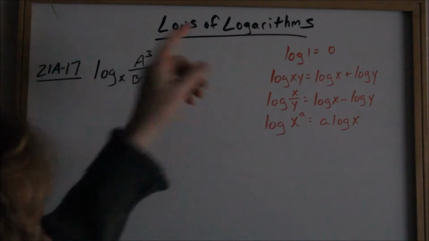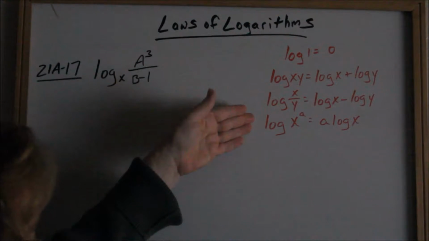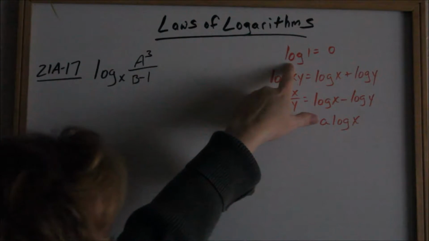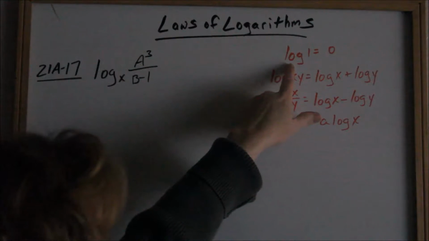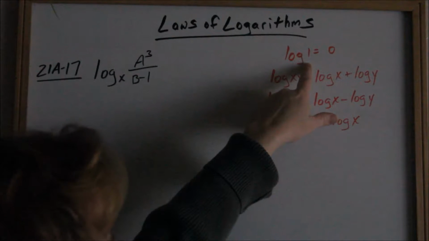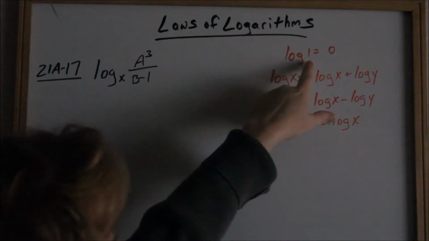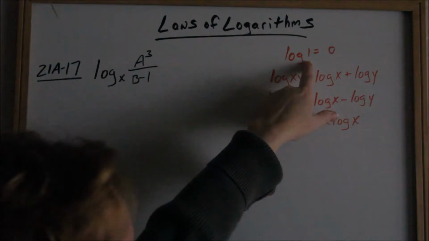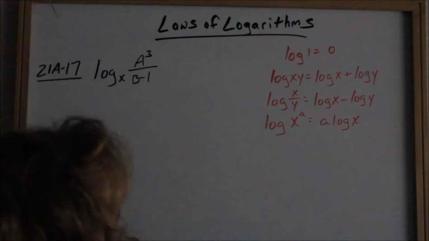Okay, we're doing laws of logarithms. Here are our laws of logarithms. Here, this is just a reminder that log of 1 equals 0. When there's no subscript, that's an implied base 10. So log base 10 of 1 equals 0, which makes sense because if you put it in exponential form, that'd be 10 to the 0 equals 1.